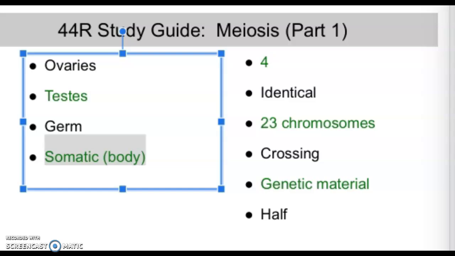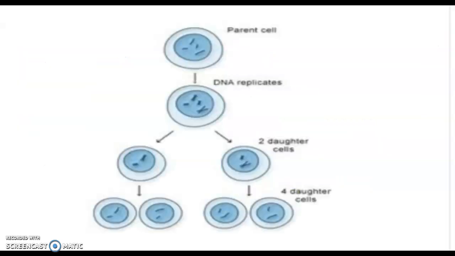So if you look at this diagram right here, that's in your notes, you have a parent cell. And what happens is you make more DNA. So you undergo a round of DNA replication. And then you're going to go through one cell division. This one cell division right here is called meiosis 1. Okay, it's very similar to mitosis, but it's not. Okay, it's going to go through meiosis 1.